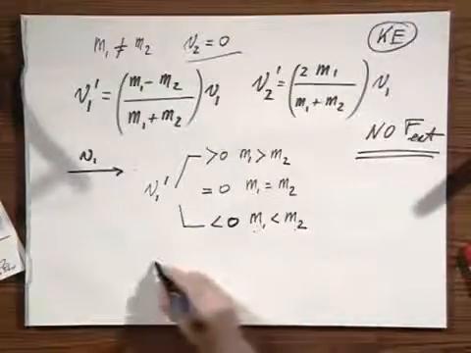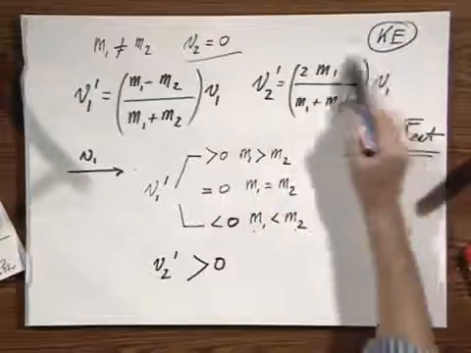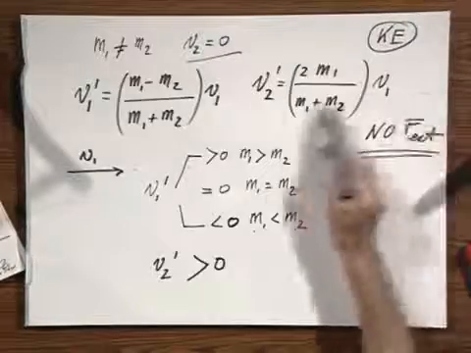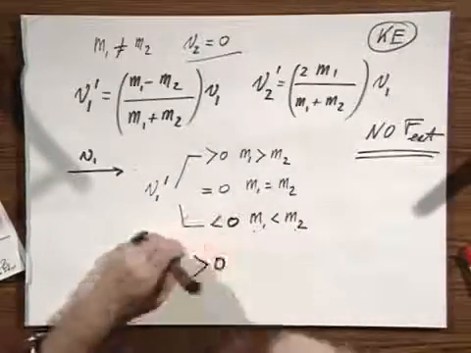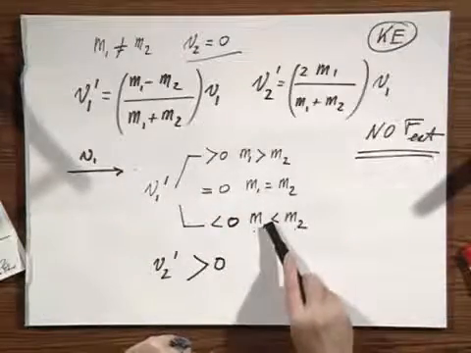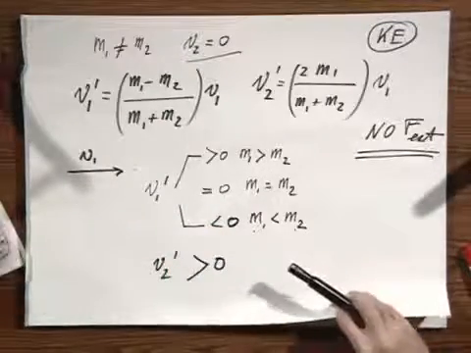However, V2 prime is always larger than 0. Notice, no matter how you choose M1, M2, or V1, if V1 is in the positive direction, then V2 prime is also in the positive direction. And that is also very intuitive, because if I have an object here and I hit it, obviously it must go in this direction. It would be absurd if I hit this object that it would go back. So it's completely consistent with what we find here. For V1 prime you have three possibilities, but V2 prime always goes in the direction of V1, and that is exactly what you would expect.